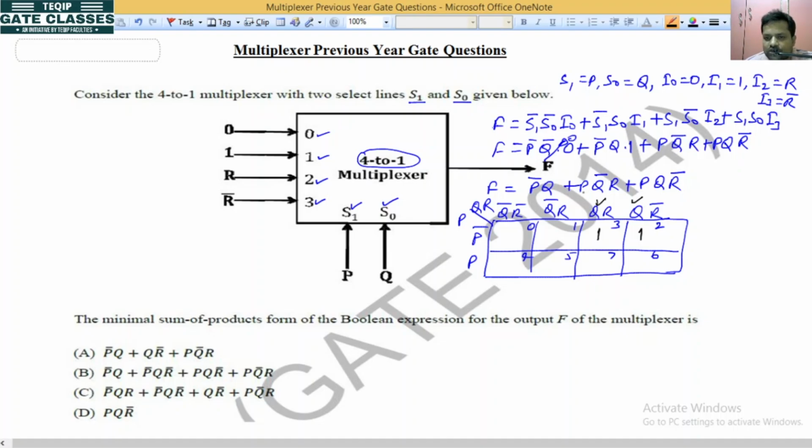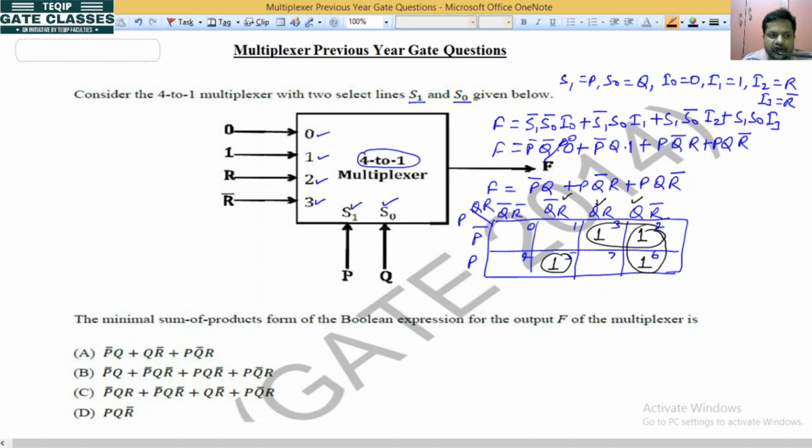Then we move to P Q bar R. P from this side, Q bar R from this side. So it will be P Q bar R. Then P Q R bar, where is it? P Q R bar, this one. P from rows, Q R bar from columns. Now we have these 4 ones, so we have to group them. We have one pair from here, one pair here, and this will be the single term.